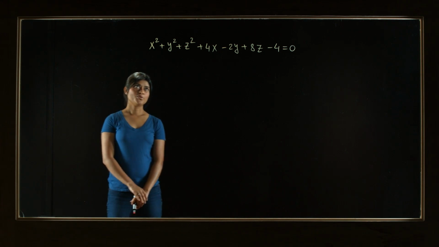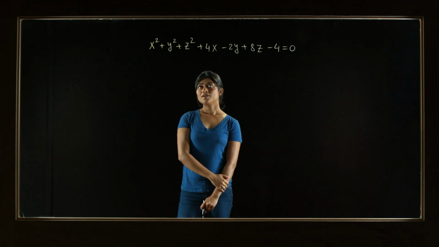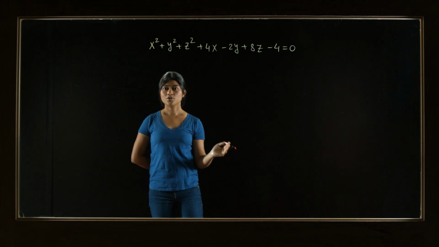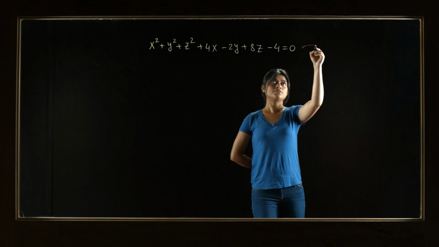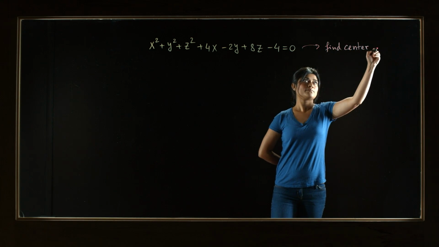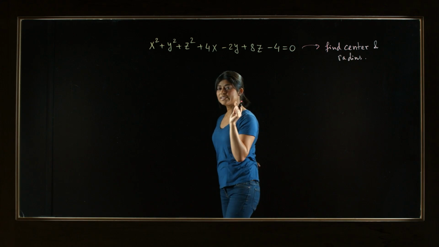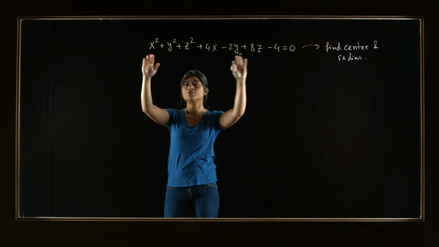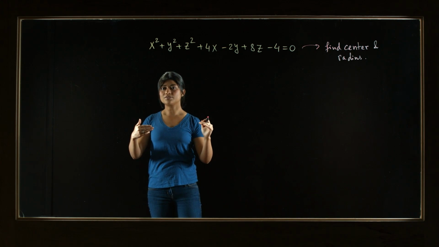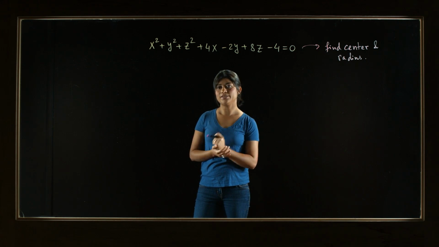In this problem, we have an equation of a sphere that's given to us. But note that this equation is given as a general second degree equation. We have to find the center and radius of this sphere. So how do we compute center and radius when we just have a general second degree equation? All we have to do is rewrite this equation as a standard form. And once we do that, we can easily figure out the center and the radius.